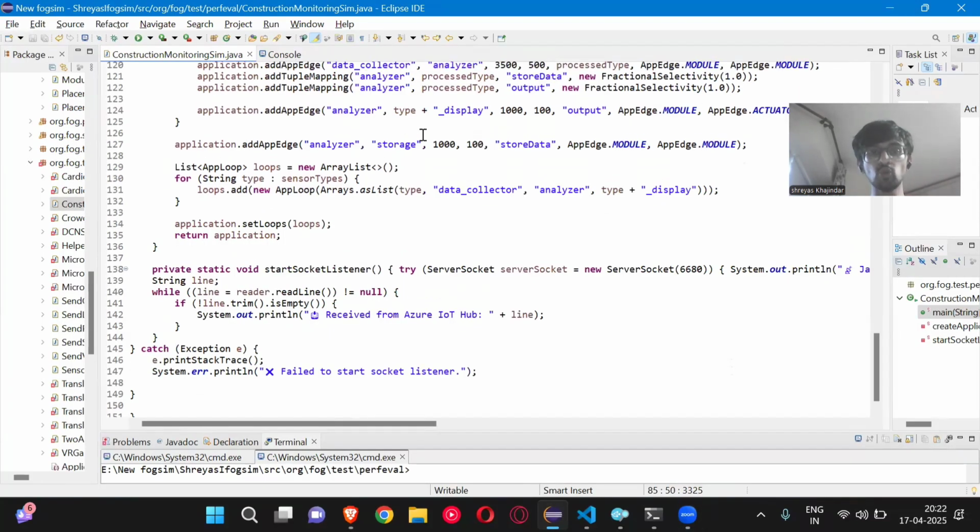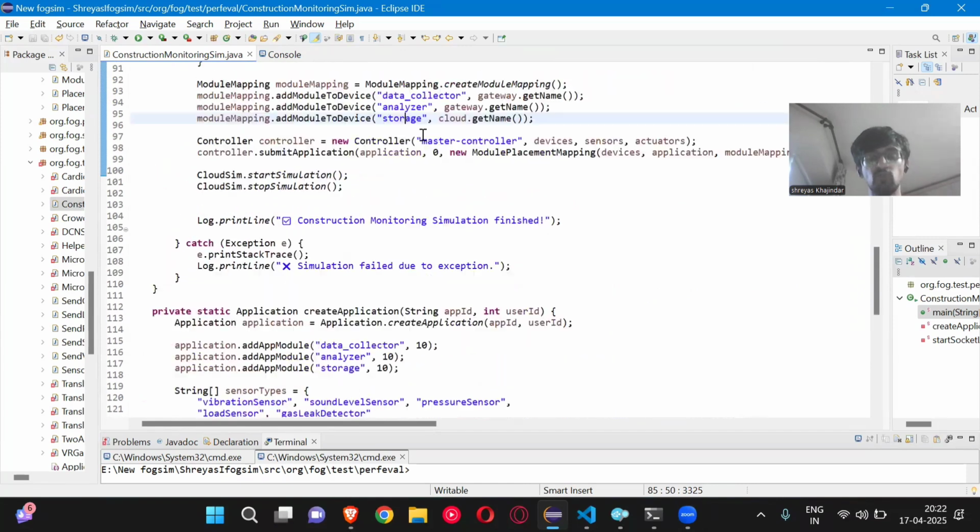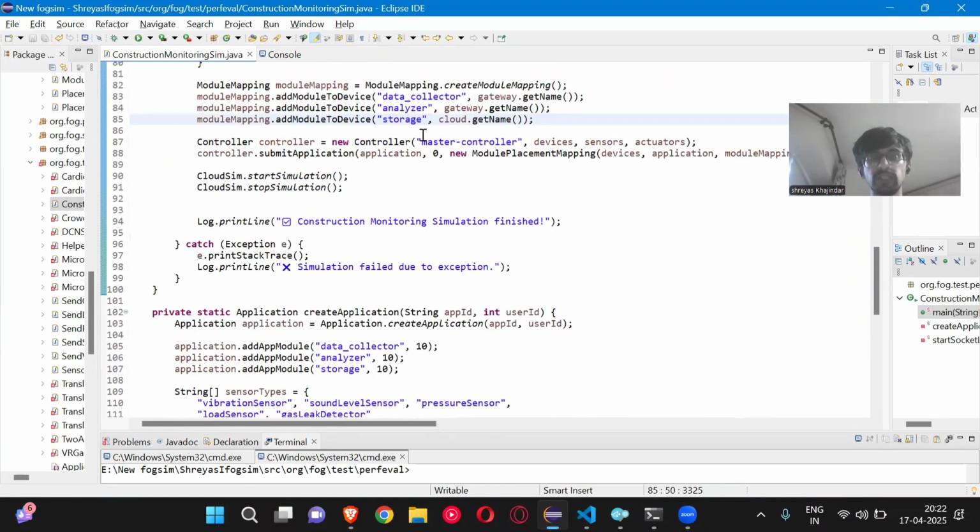In this iFogSim, which models a computing architecture with the cloud, gateway, and edge devices, integrating with the real-time sensors via Java socket listeners on port 6680.